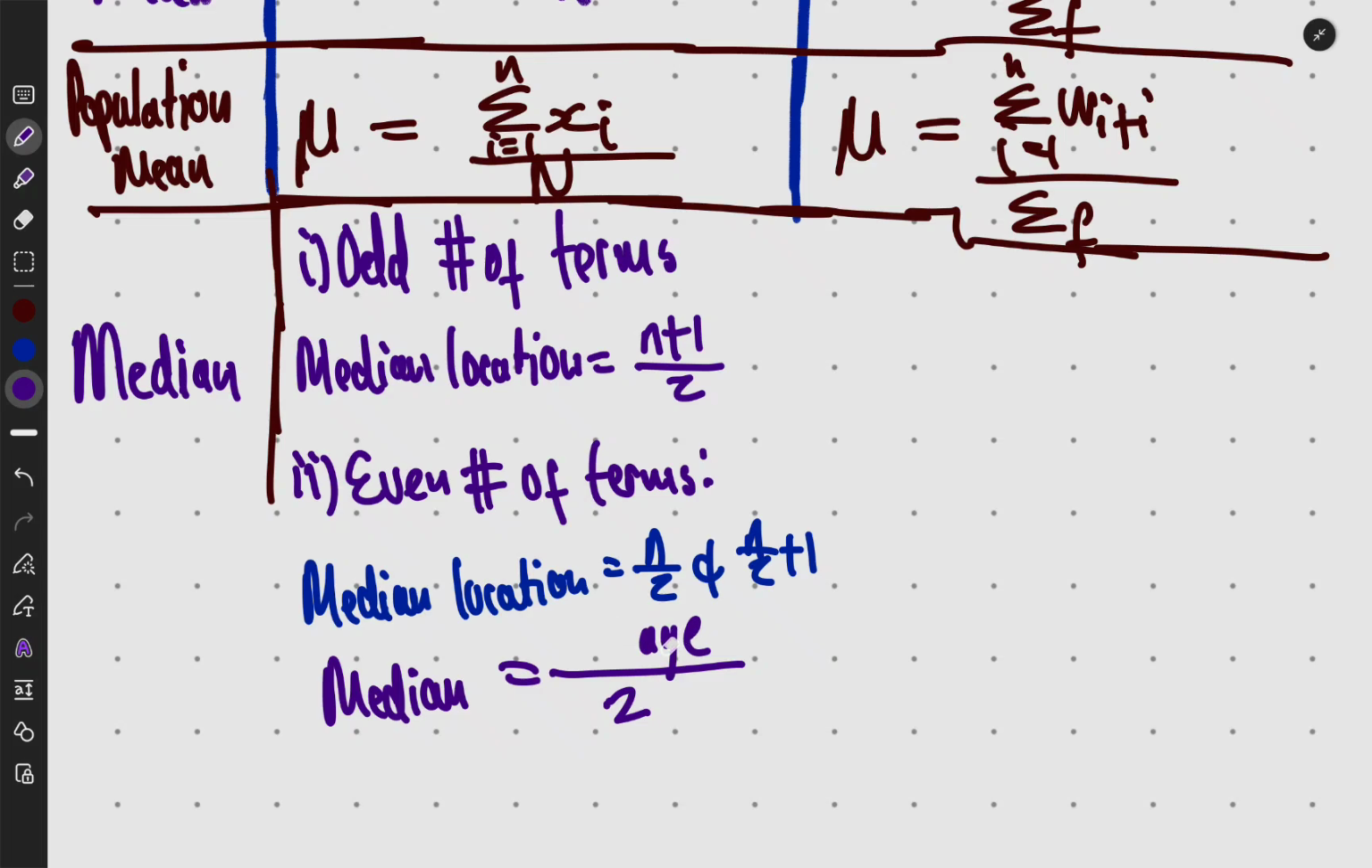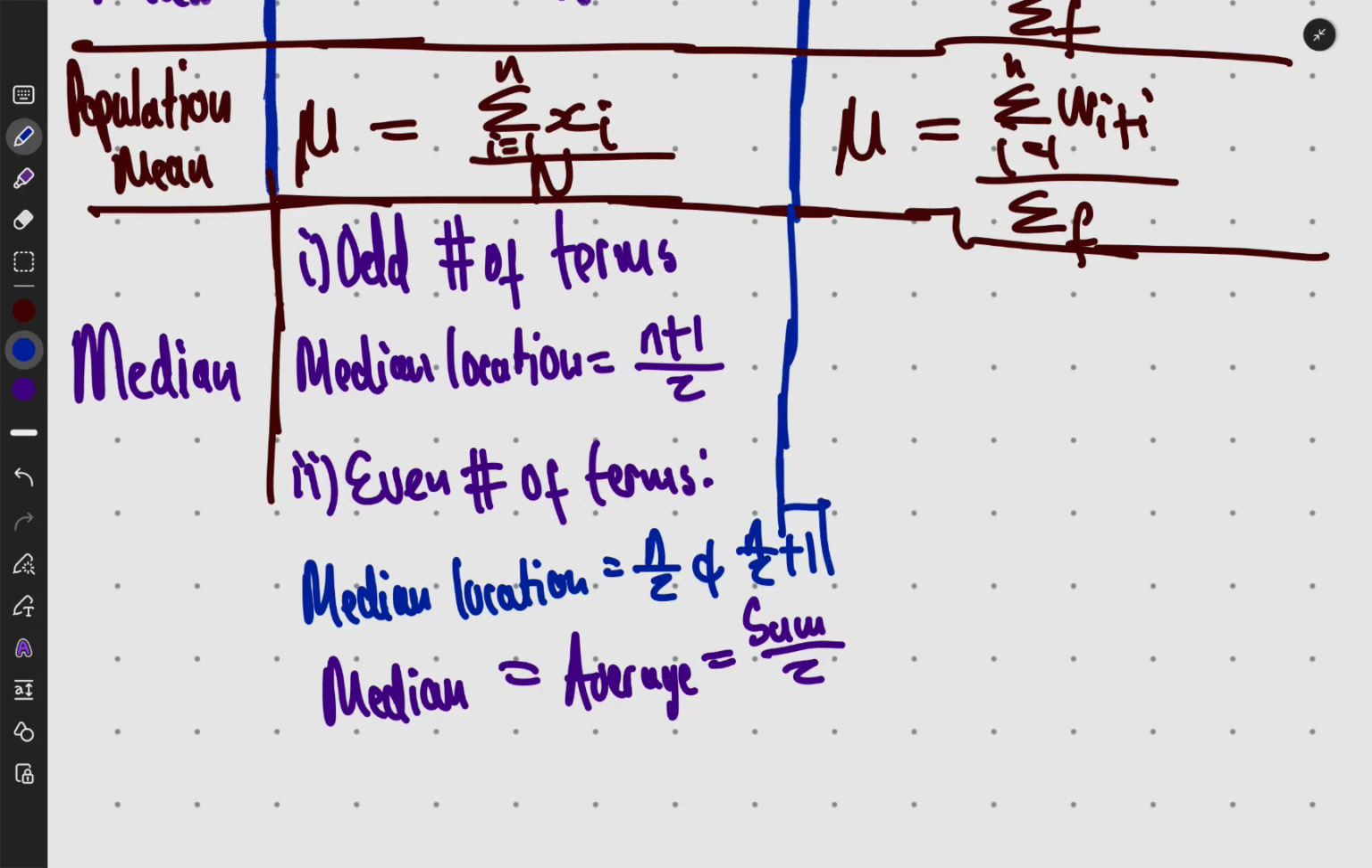It's going to be the sum, sorry. The median is going to be the average of these two, which is the sum over 2. There are two terms. So here you'll be having this, and this is what happens.